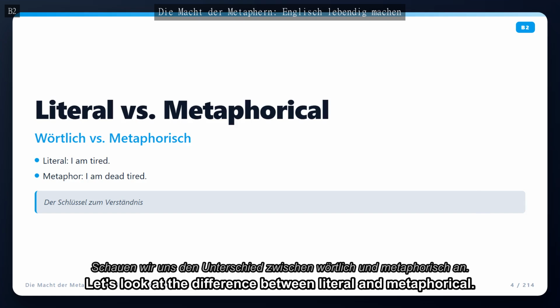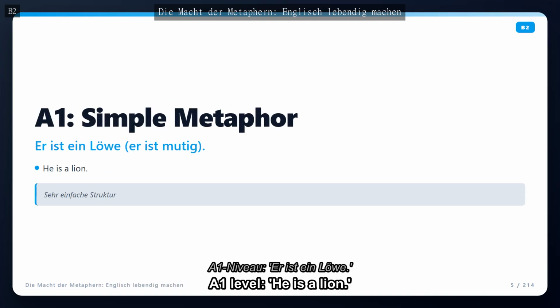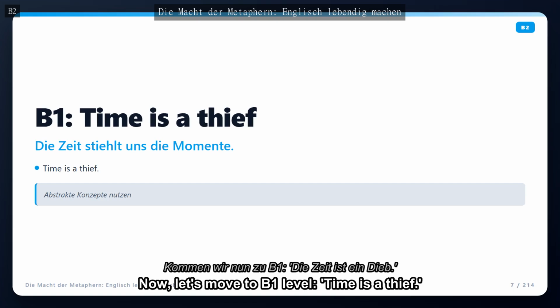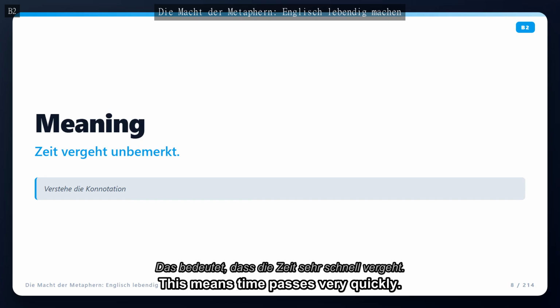Let's look at the difference between literal and metaphorical. A1 level, he is a lion. But he is not actually a wild animal. Now, let's move to B1 level, time is a thief. This means time passes very quickly.